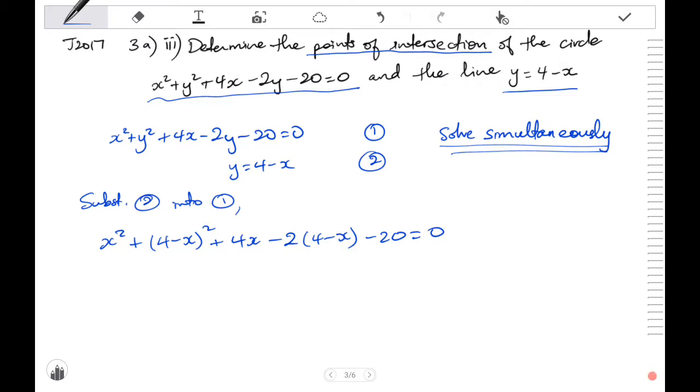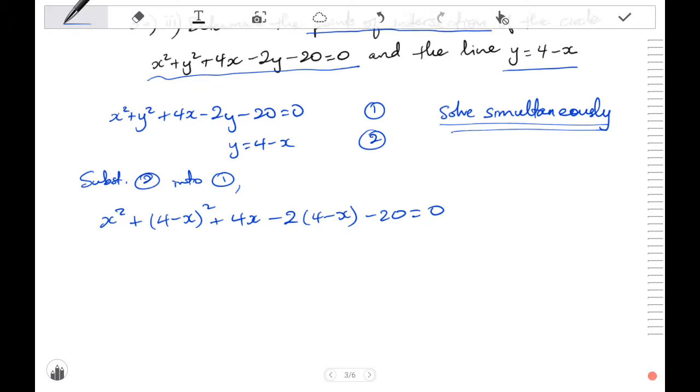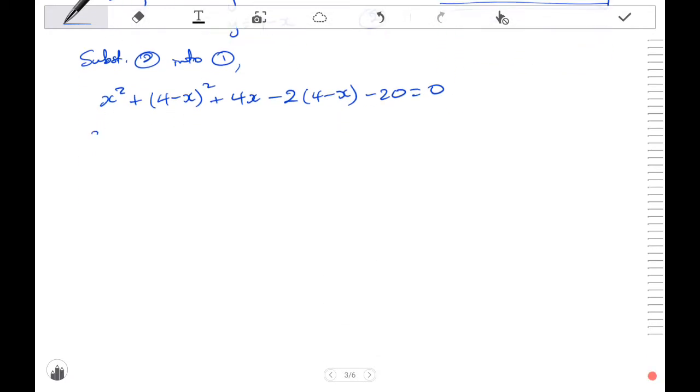Right, so all you have to do is expand out and simplify. So let's do this quickly. We have x squared plus (4 minus x) squared, plus 4x, and then we can expand this bracket here: minus 8 plus 2x, negative by negative, minus 20 equals 0.